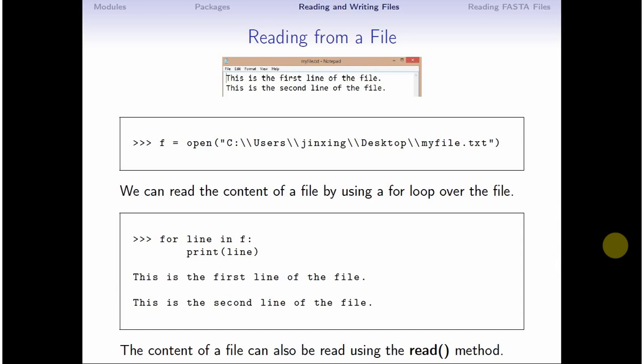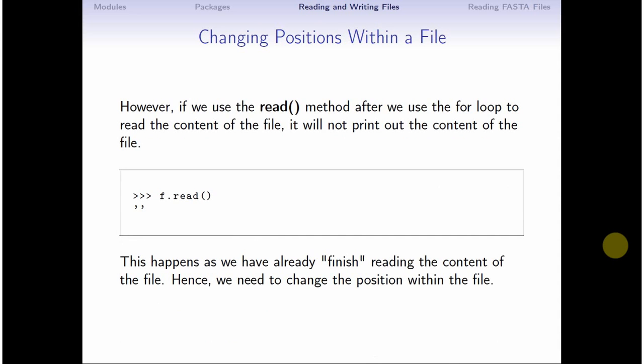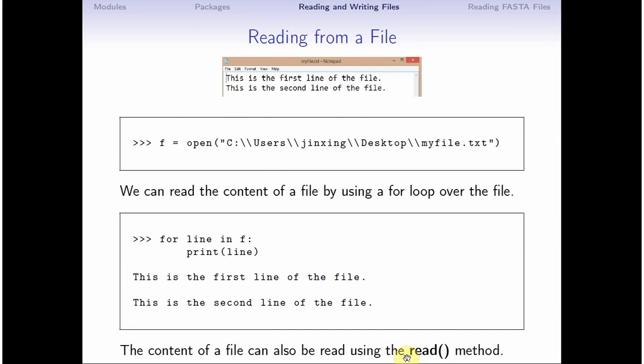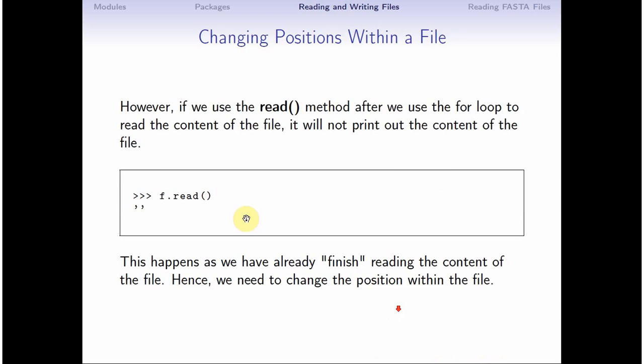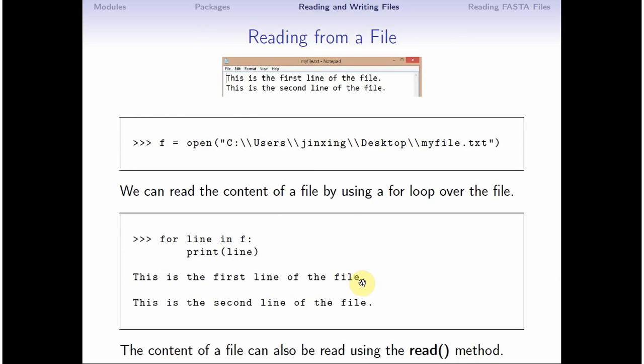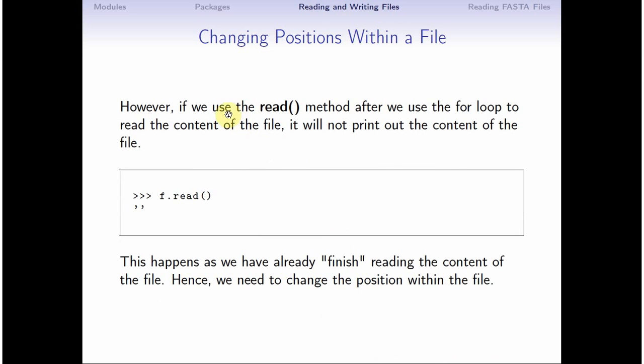Note that you also can print the file by using the read method. However, if you use the read method after we have used the for loop, it will print out nothing. By right, with the dot read method, these two lines should come out as well. But how come it prints nothing? This happened because we have so-called finished reading the content of the file.